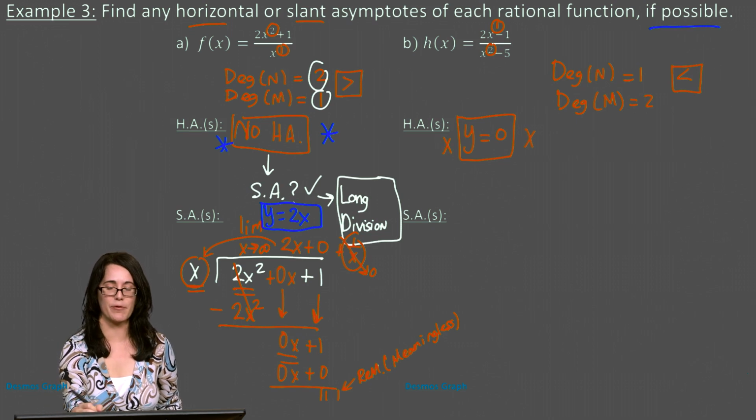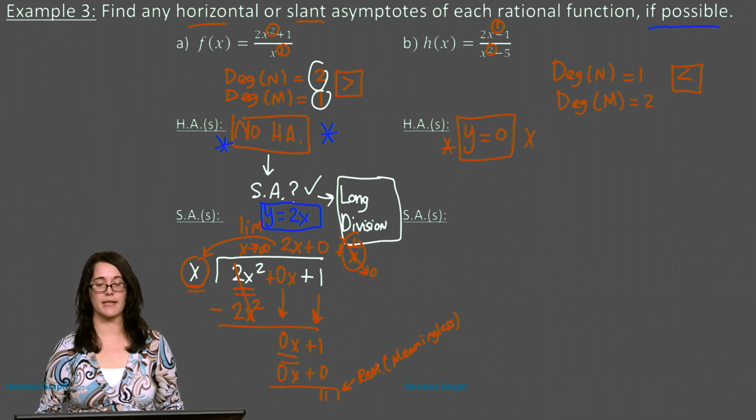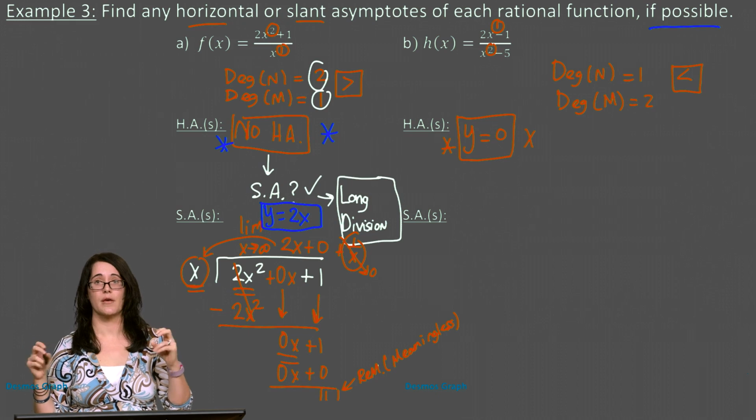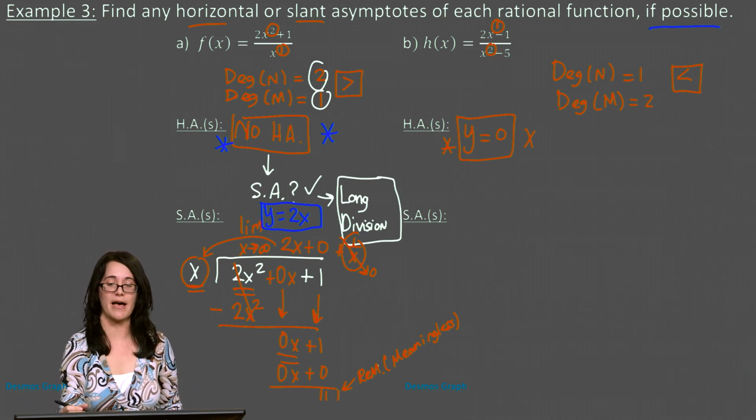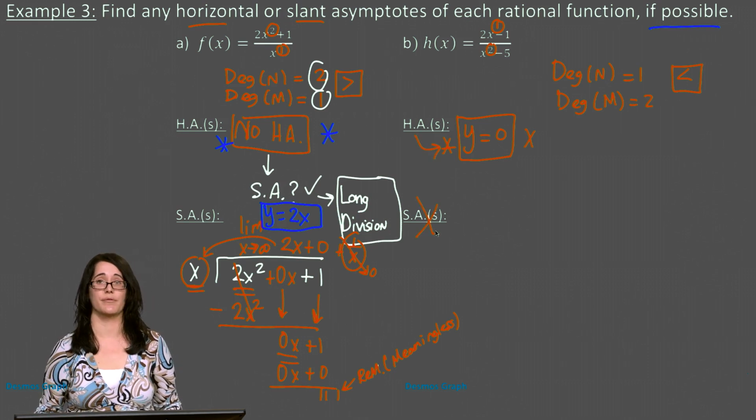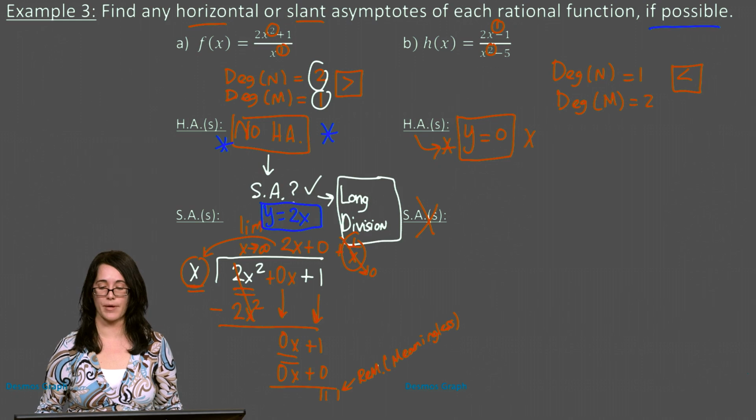Now there is one thing I don't think I've mentioned today, but I do want to make that clear, and that is that a horizontal asymptote and a slant asymptote are what we call mutually exclusive, meaning they're disjoint. They cannot happen at the same time. So as soon as you have a horizontal asymptote, you can say, I know that there is no slant asymptote, and vice versa.